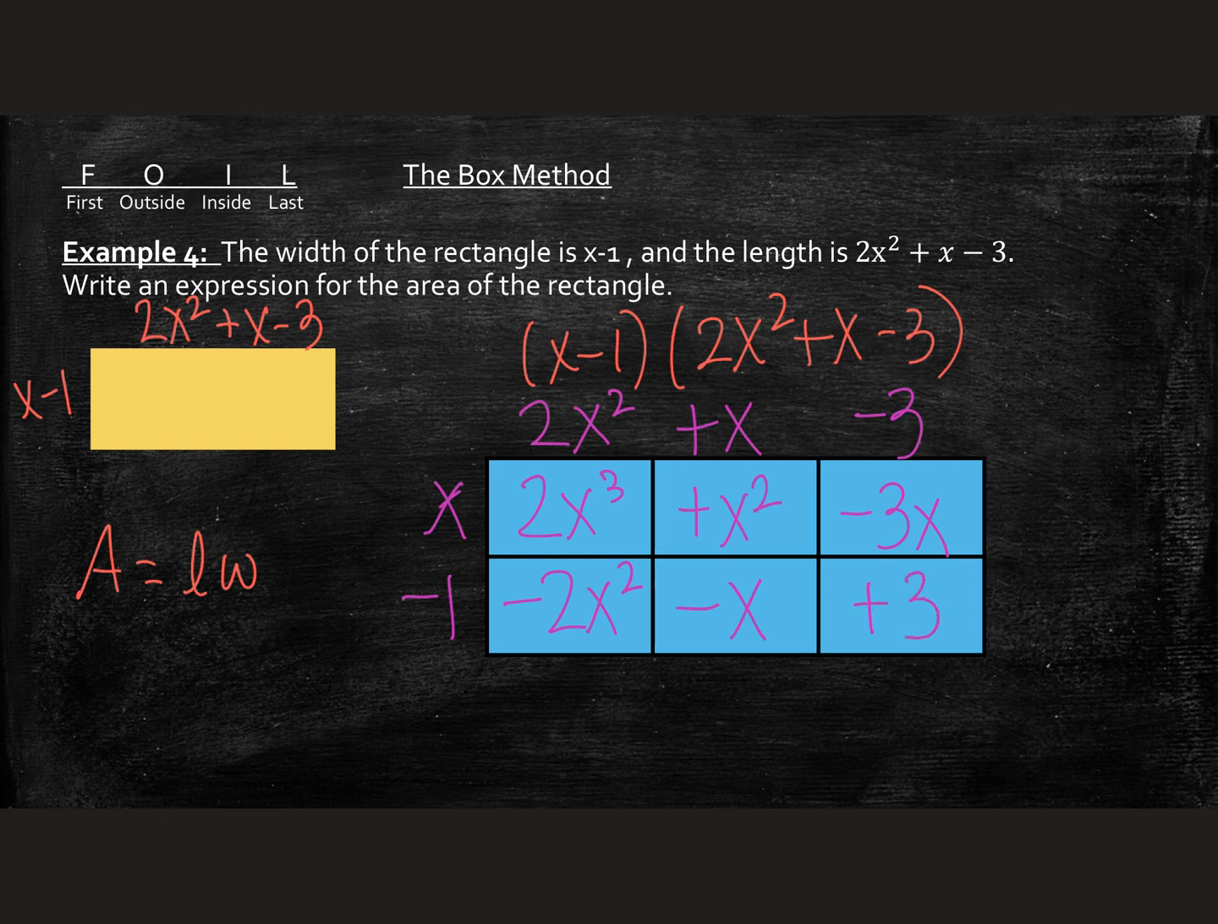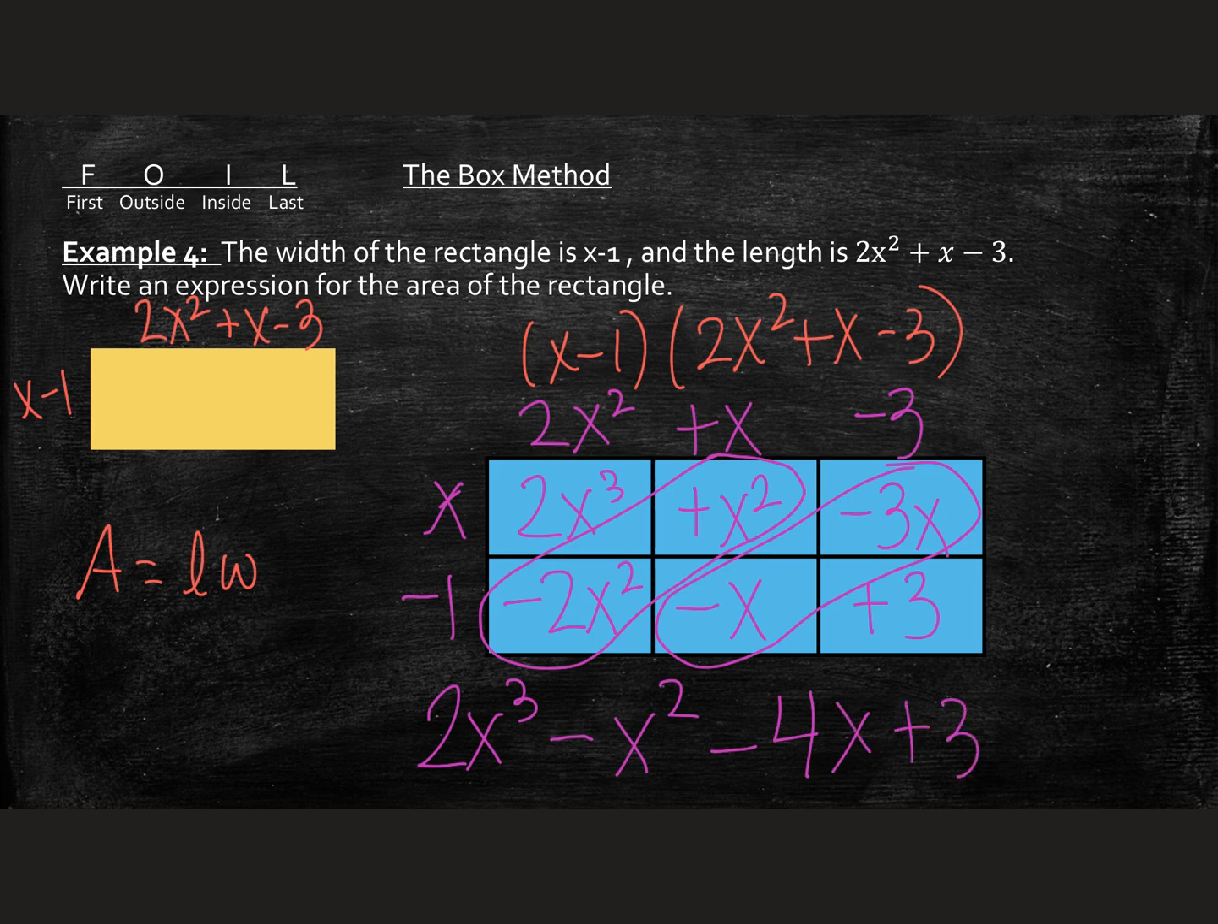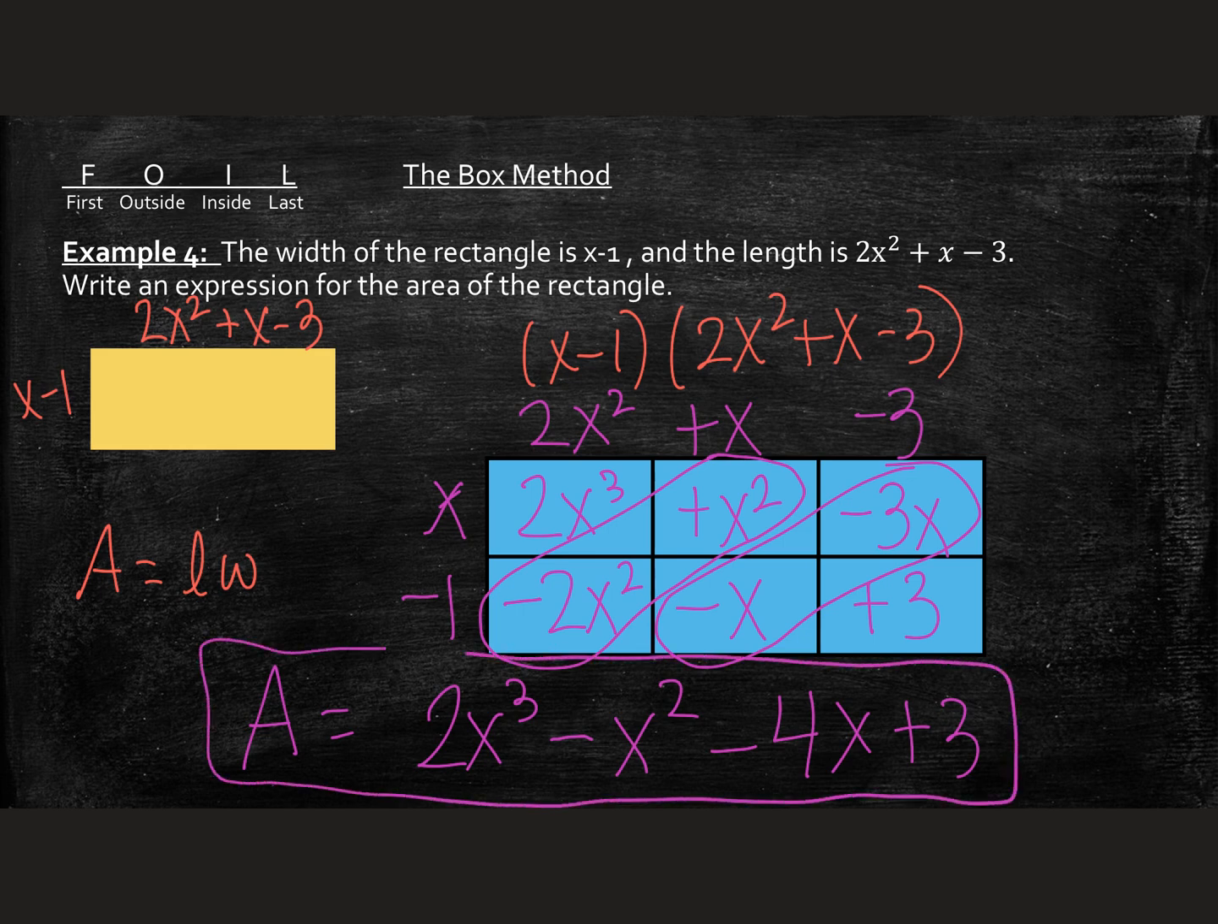If we combine our like terms, again, we have our diagonals that can get combined. So 2x to the third is what we would have first. Then when we combine negative 2x squared plus 1x squared, that gives us negative 1x squared. Then we have negative 3x plus a negative x, that gives us negative 4x. And then we have plus 3. So the area of this rectangle is this polynomial right here.